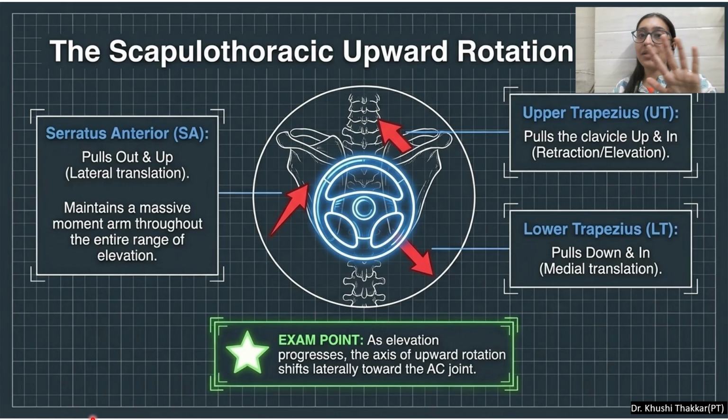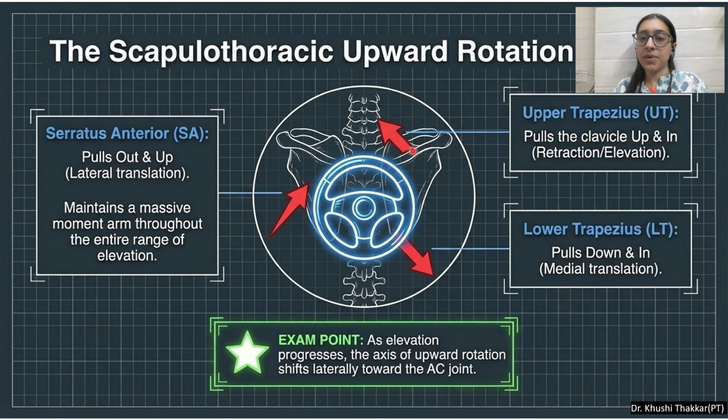If this lateral translation would not happen, there will be winging. That is, the medial border of the scapula will pop out along with the inferior angle. This maintains a massive moment arm throughout the entire range of elevation.